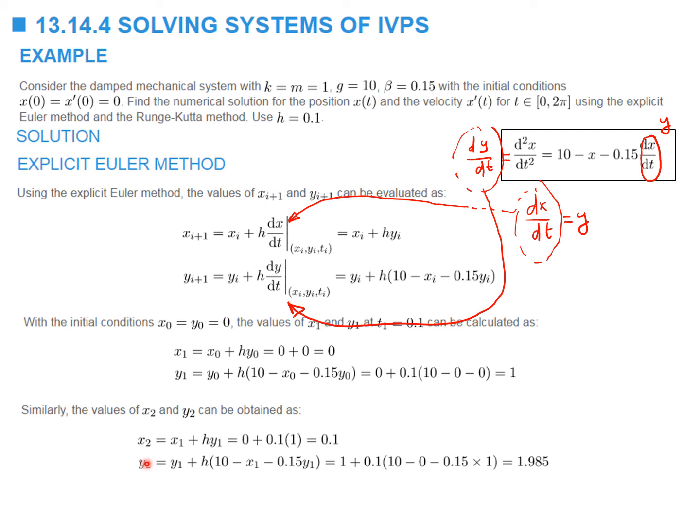As we proceed, we can get x2 and y2. x2 is equal to x1 plus h y1 from this equation. y2 is equal to y1 plus h multiplied by the acceleration from this equation. We know x1 is 0 and y1 is 1, and h is equal to the time increment, which is 0.1, so I can calculate x2. Similarly, I can calculate y2 as 1.985 and so on. Then I can use x2, y2 to calculate x3, y3 and so on.